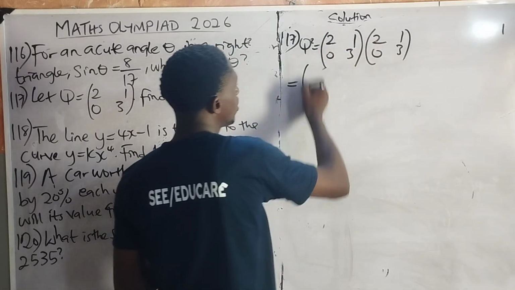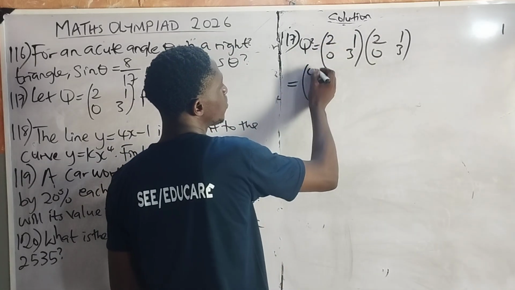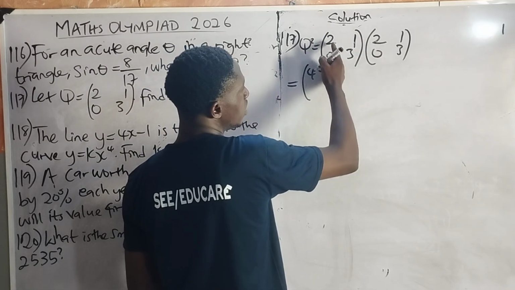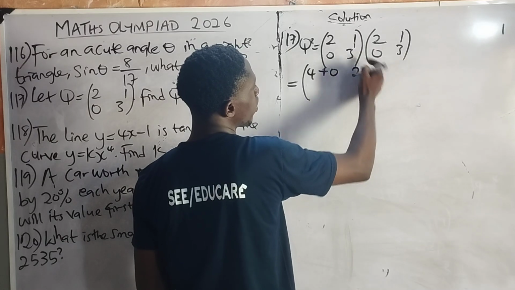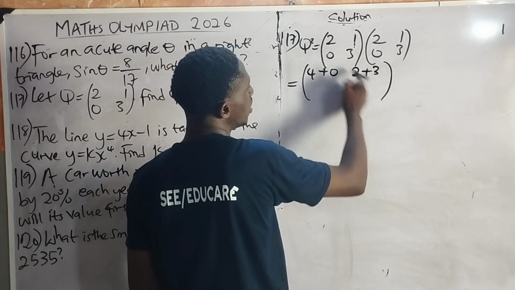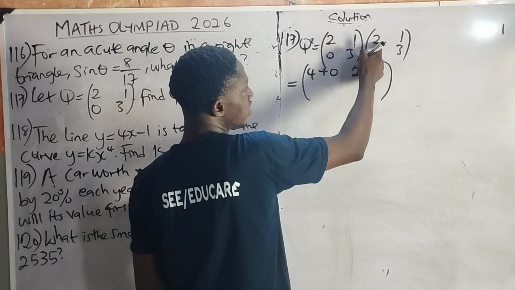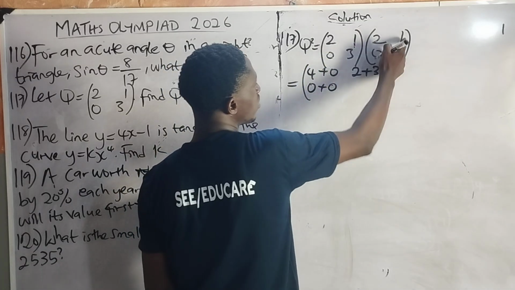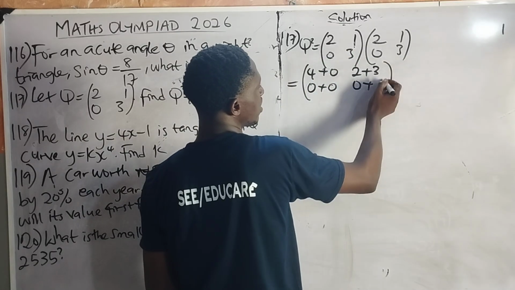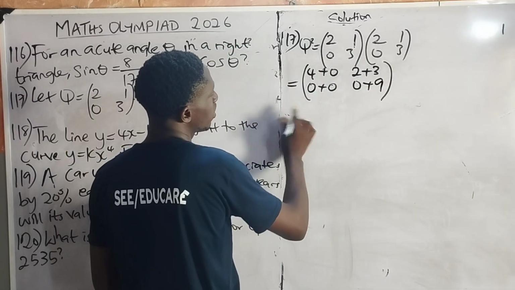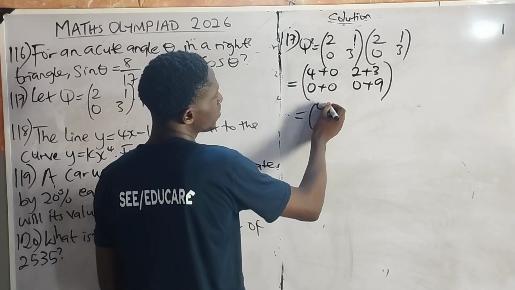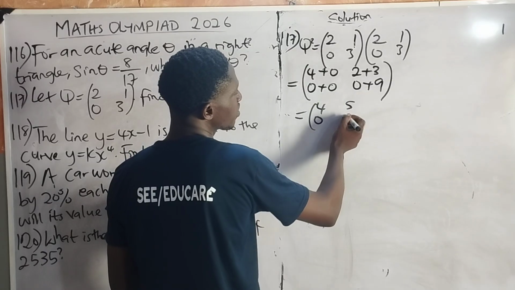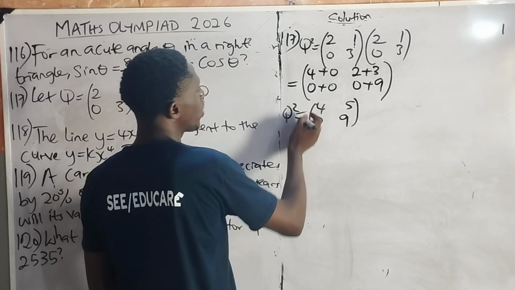So 2 times 2 is 4 plus 1 times 0 is 0. 2 times 1 is 2 plus 1 times 3 is 3. Let's go to this. 0 times 2 is 0 plus 3 times 0 is 0. 0 times 1 is 0 plus 3 times 3 is 9. So that is 4 plus 0 is 4, 2 plus 3 is 5, 0 plus 0 is 0, 0 plus 9 is 9. So our Q square is this.